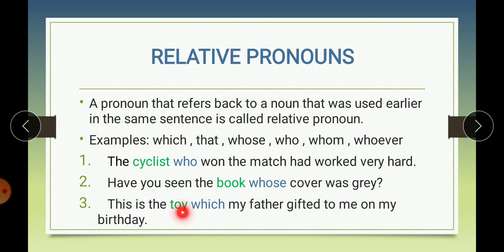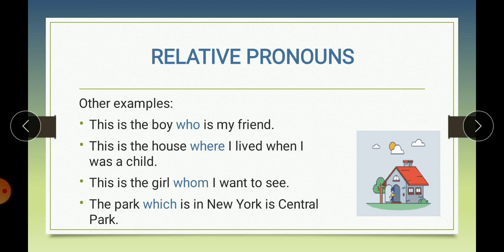This is the toy which my father gifted to me on my birthday. Now, in this sentence, which is a relative pronoun and it is referring back to a noun, toy, in the same sentence. So, a pronoun that refers back to a noun that was used earlier in the same sentence is called a relative pronoun. Let's see some more examples.